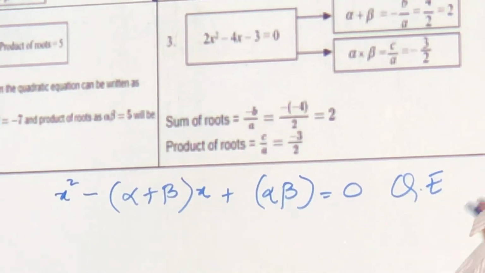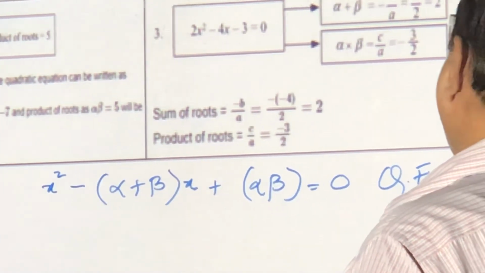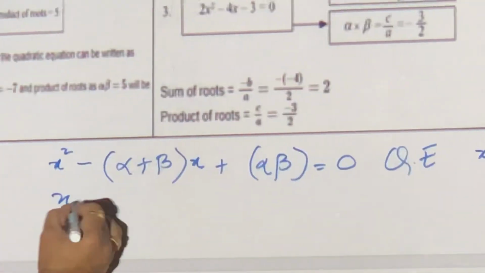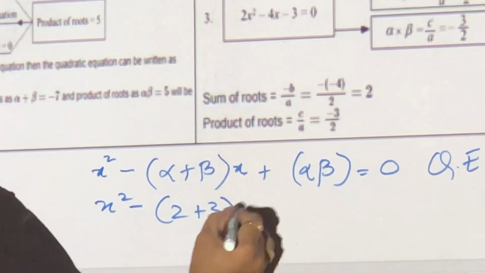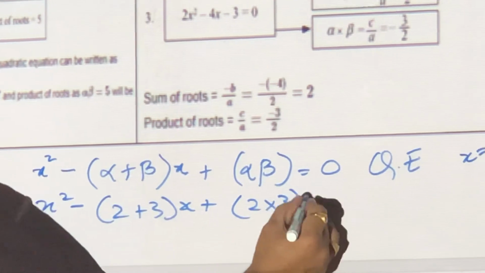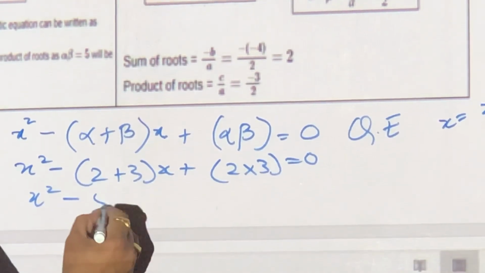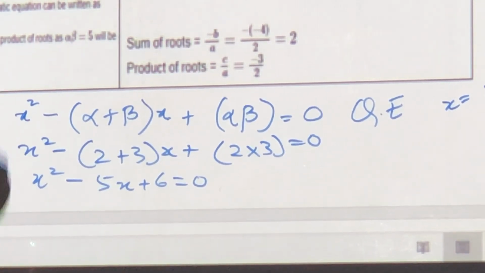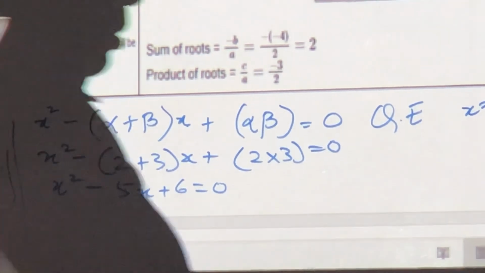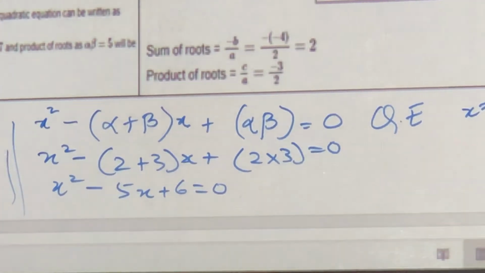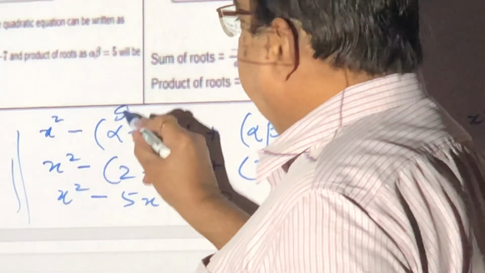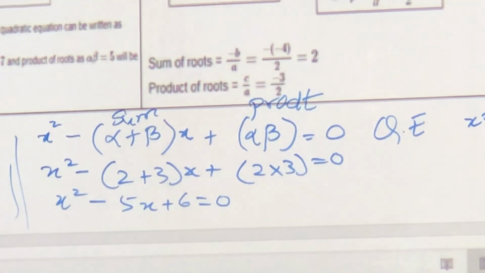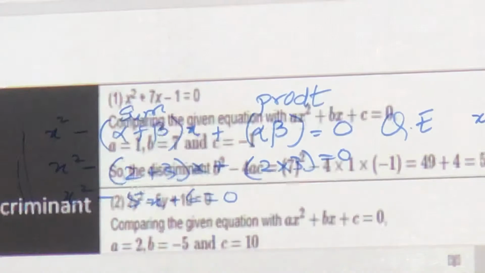So, suppose I tell you x is equal to 2 and x is equal to 3 are the roots or solutions. So, I will get x square minus (2 plus 3)x plus 2 into 3 is 0, or x square minus 5x plus 6 is equal to 0. This is how to do it, my friends. Learn this method. We will require it later for the next sums. So, sum means plus, product means multiply, roots are solutions.